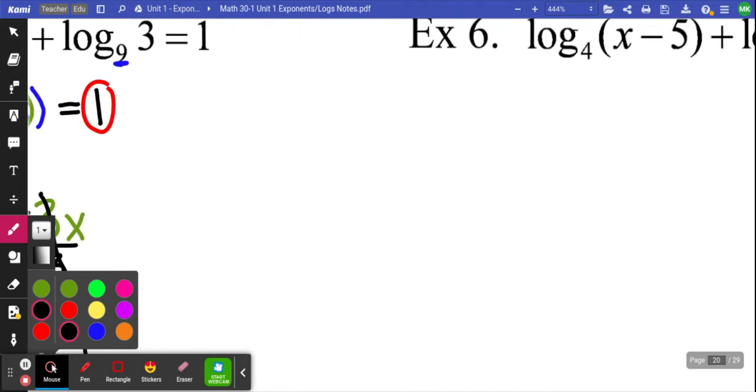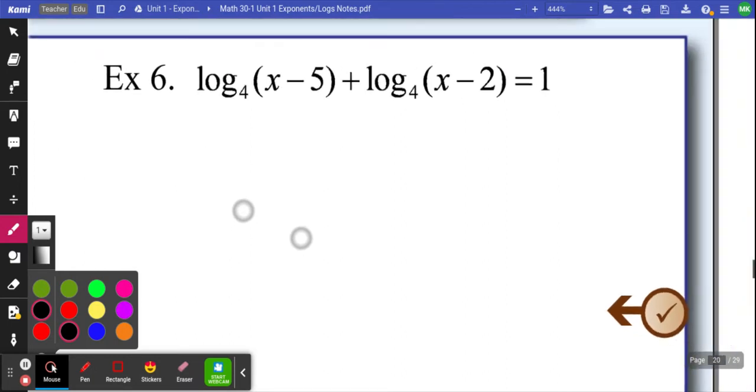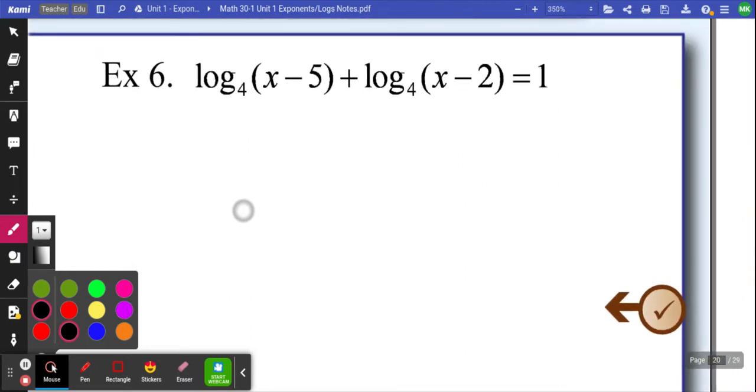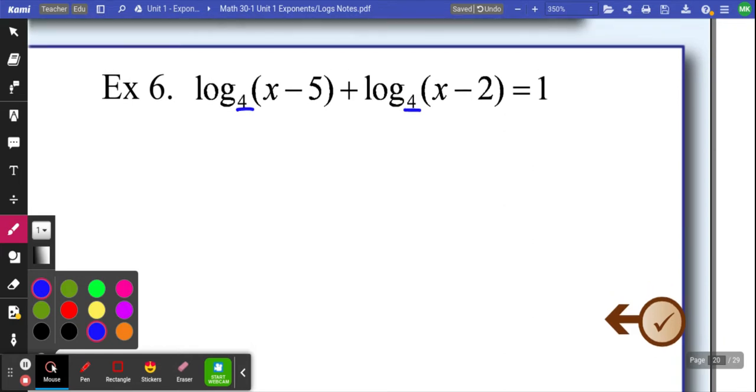Look at the next one. Same base, yeah? They're both log base 4. Once I identify same base, I'm going to try to use log laws. I can use log laws here. I have adding of logs. That means I can multiply the arguments.